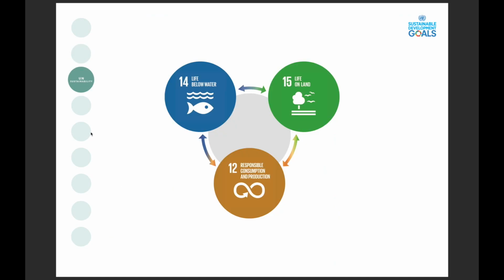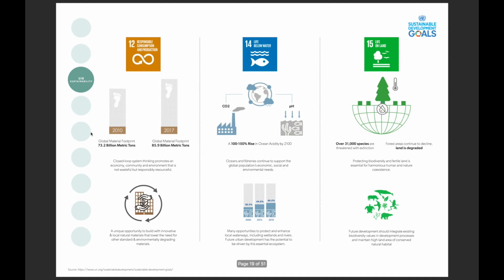The project will address three chosen UN sustainability goals that will work together to design a concept. 12, responsible consumption and production. 14, life below water. And 15, life on land. There's a unique opportunity to build with local and innovative materials, using water ecosystems to drive design, and to further enhance Sydney Olympic Park's great initiative to protect local biodiversity in future development.